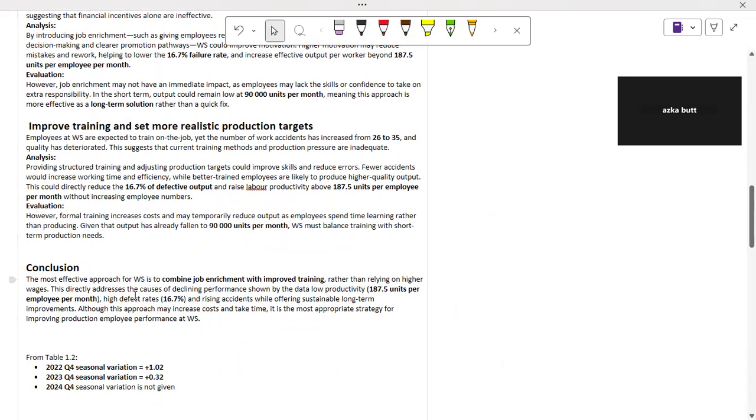So this directly addresses the causes of declining performance shown by the data: low productivity, a high defect rate, and rising accidents, while offering sustainable long-term improvements. Although this approach may increase cost and take time, it is the most appropriate strategy for improving production employees' performance at WS.